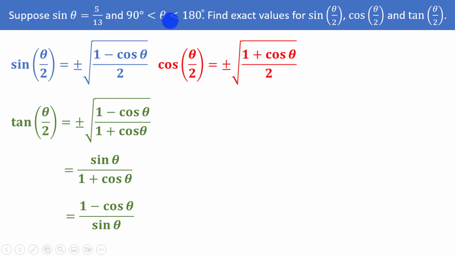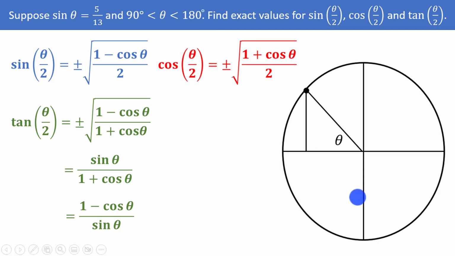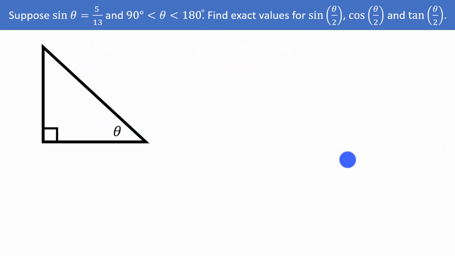We are told that theta is between 90 and 180 degrees, which tells us that theta is in quadrant 2. Let's draw a triangle in quadrant 2. Let's work with this triangle on the side. We are told that sine of theta is equal to 5 over 13. That means that the opposite side is 5 and the hypotenuse is 13.